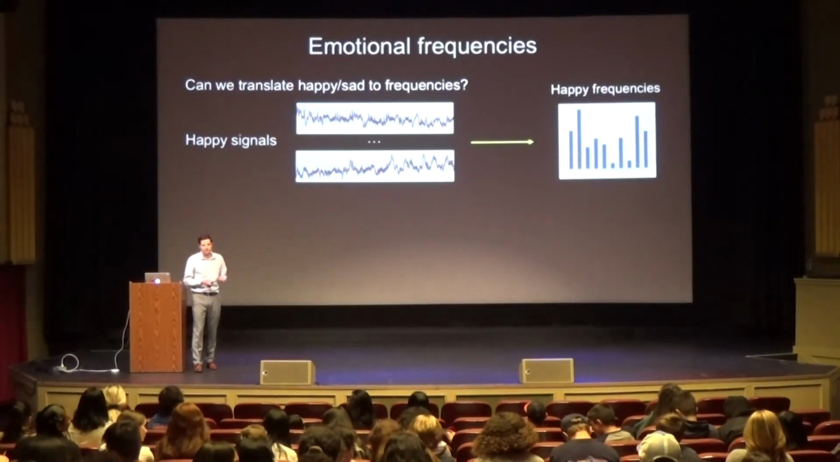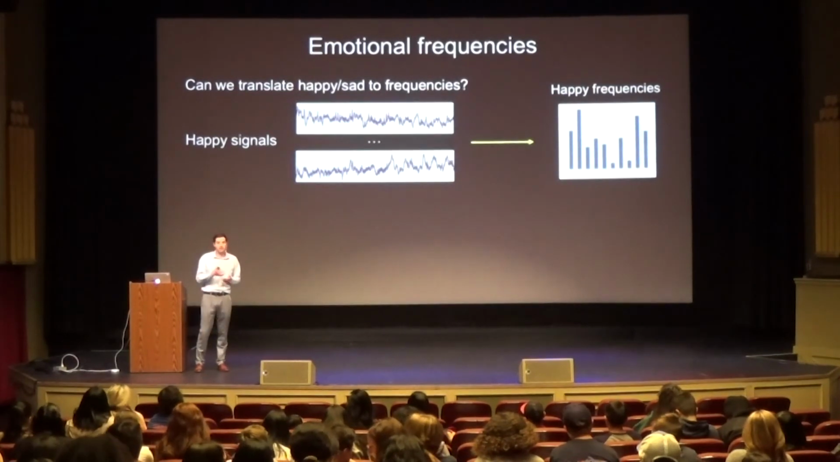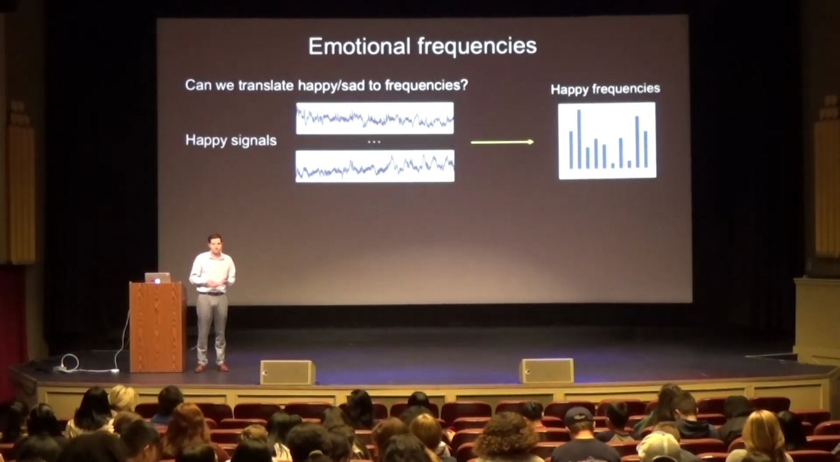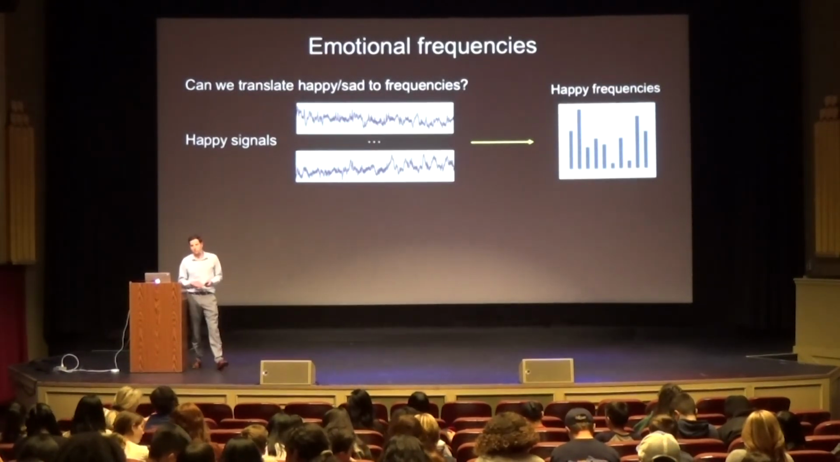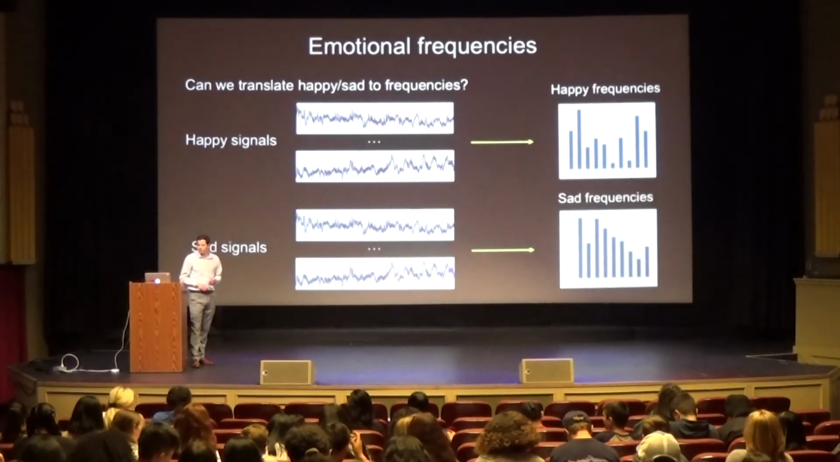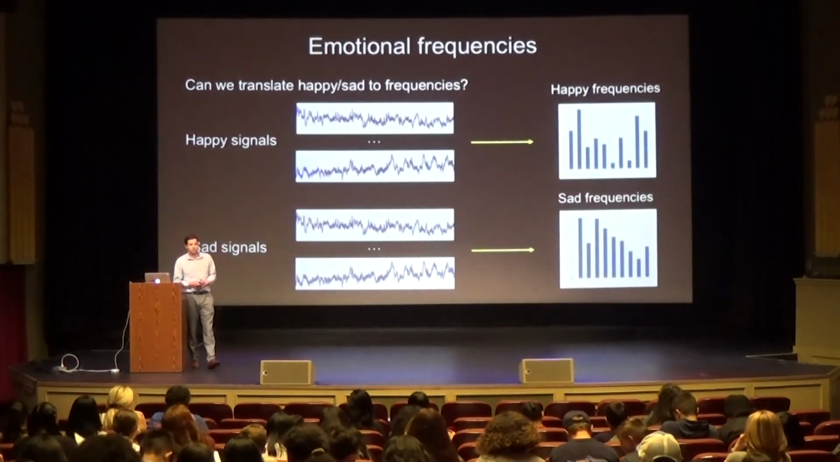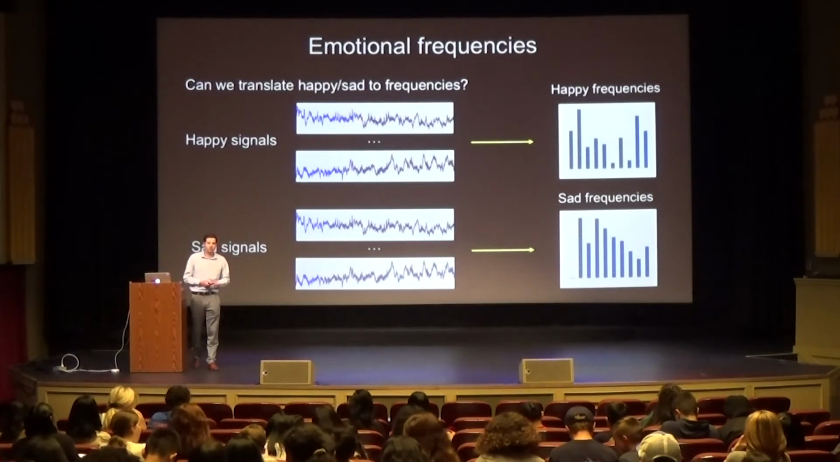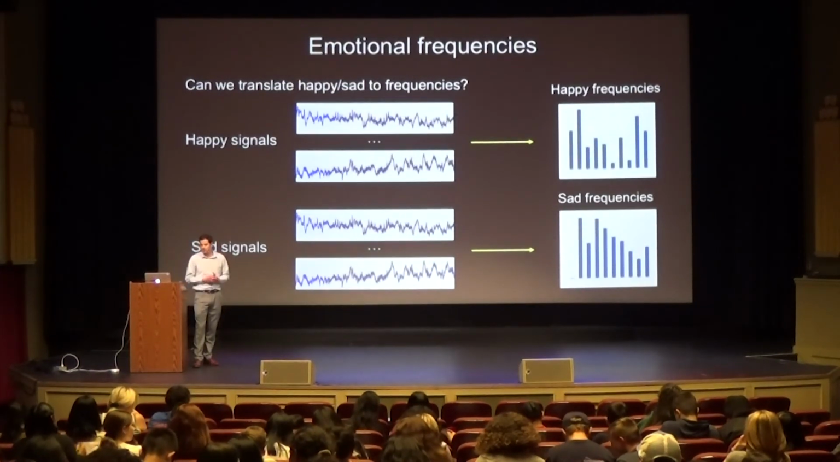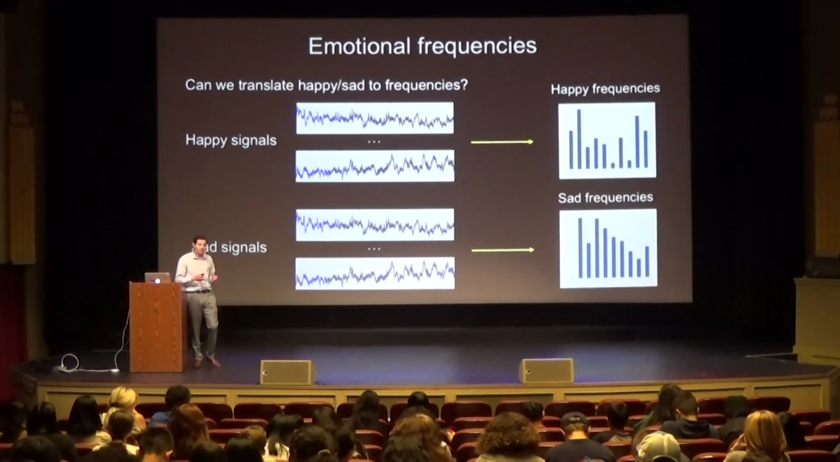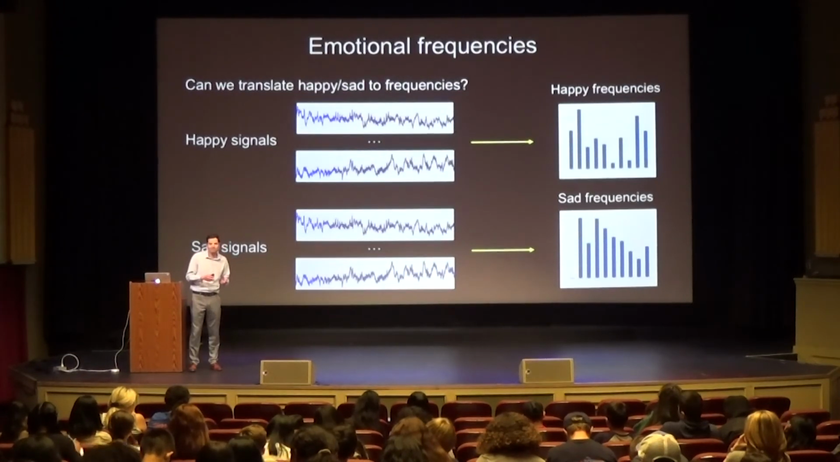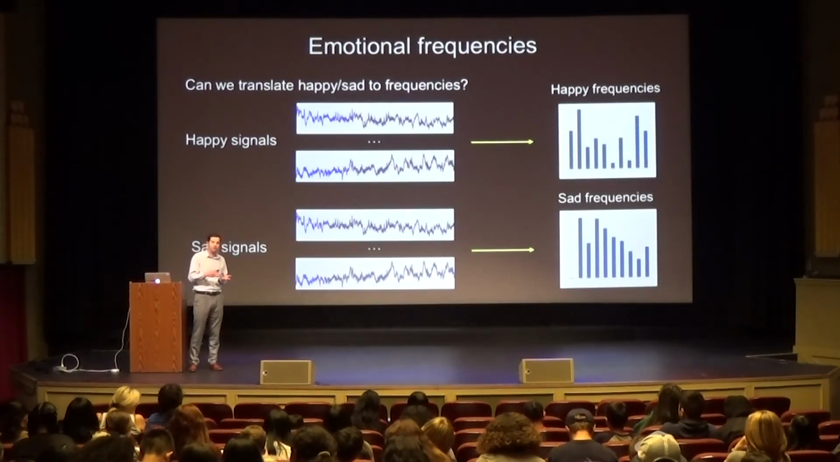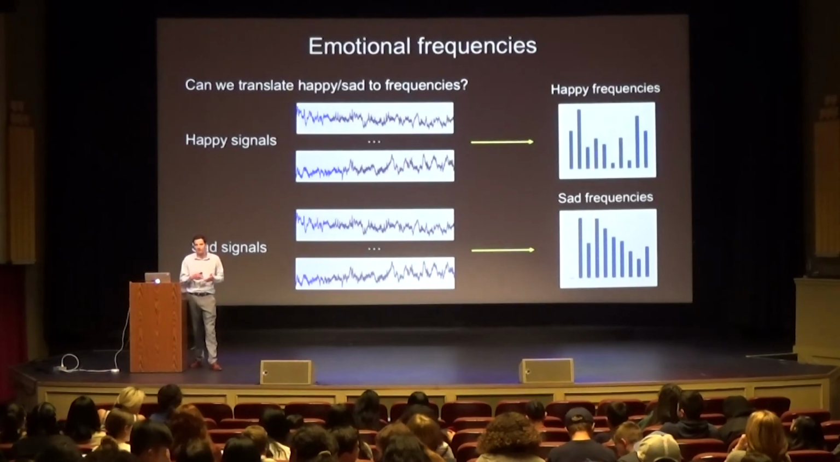Okay, so we now have a model that tells us what the frequencies are when the patient is happy. Now those frequencies also depend on where in the brain we're sensing, because remember we have 100 different sensors in the brain. Then we'll do the same thing for the signals recorded when our patients are in a sad state, a sad mood. And that gives us a model or a description of what the frequency contents are when the patient is in a sad emotional state.